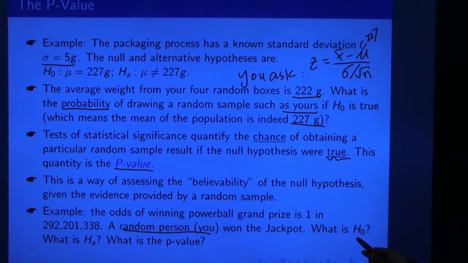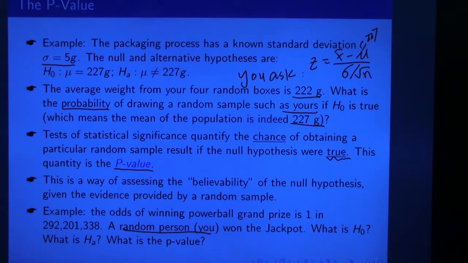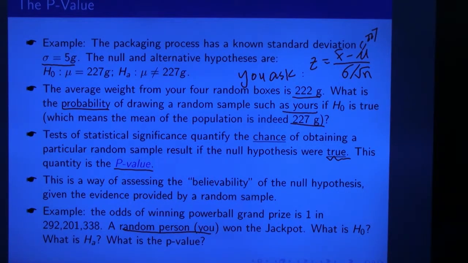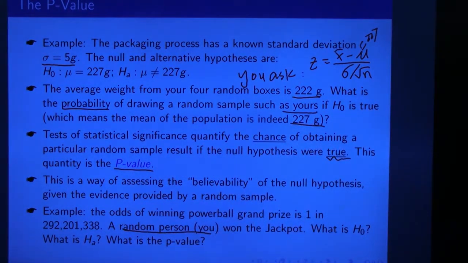Okay, first one, H0. H0 is a statement or assumption regarding the population. So here it says H0 is the chance to win a Powerball is 1 out of 292 something million. What is the HA? HA is a more general statement, also regarding the population. You say, okay, in general, that probability is not equal to 1 out of 292 something million. What is the p-value?